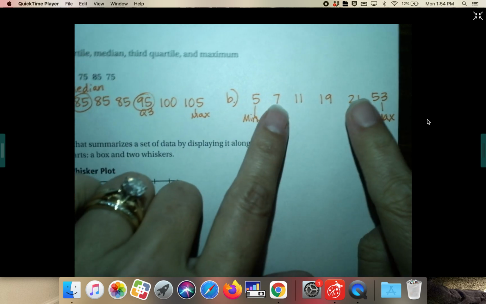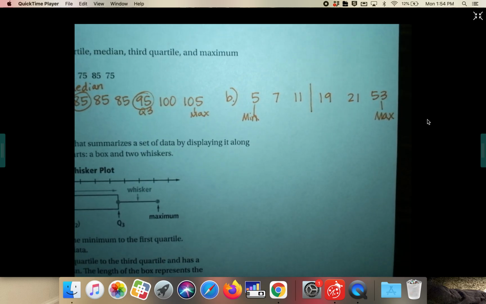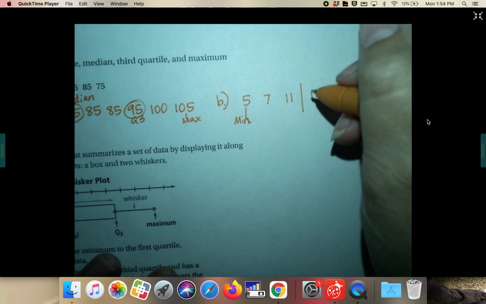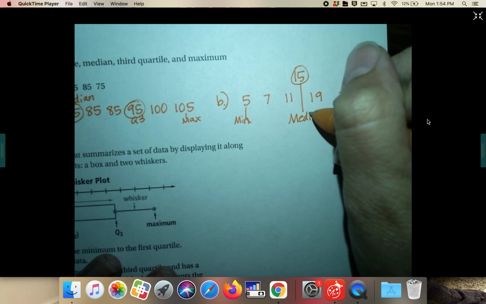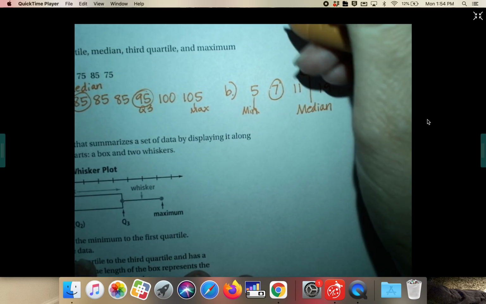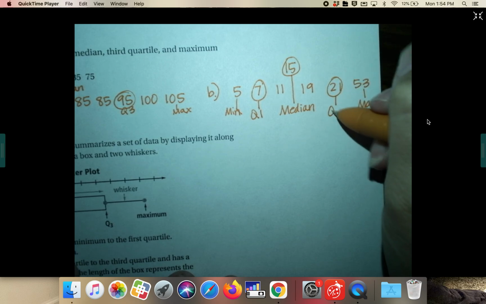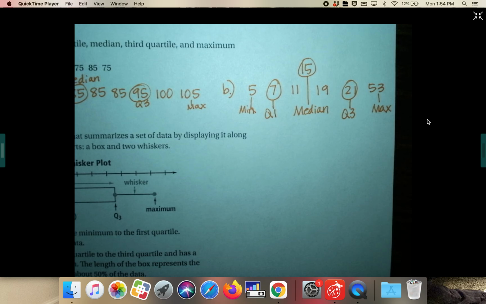And then if you find your median, it's going to be halfway between 11 and 19. So I'm going to do 11 plus 19 and divide it by 2, which is 15. That's the median. And then the quartile 1 should be 7, and the third quartile should be 21. All right, let's look at the actual box and whisker plot now.